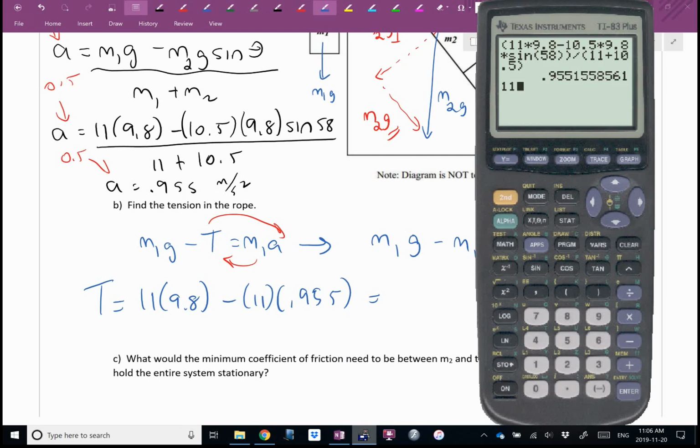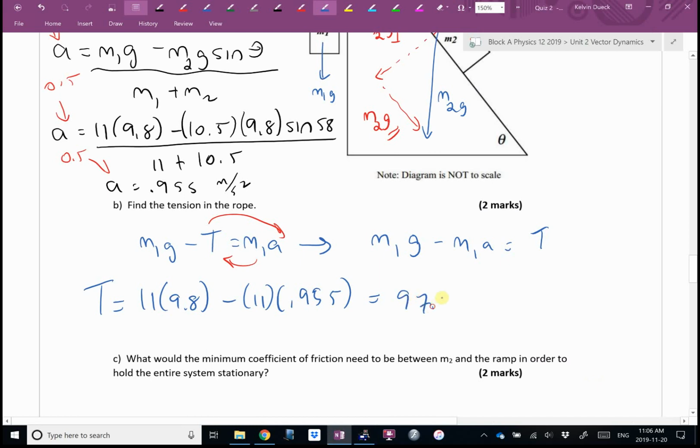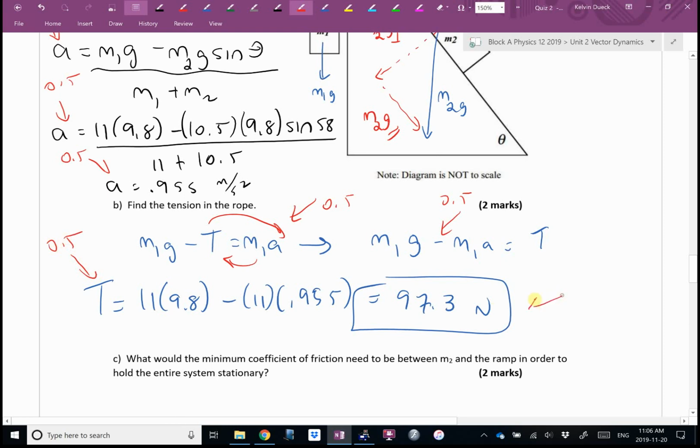But I'm going to use my answer button. 11 times 9.8 minus 11 times answer button. Do y'all get 97.3 Newtons? 2 marks for that. I would give you half mark for that, half mark for that, half mark for the numbers, and a half mark for the answer. But if you got the right answer, 2 out of 2.